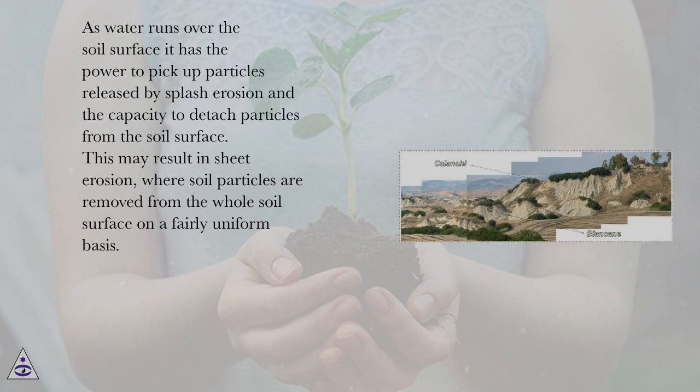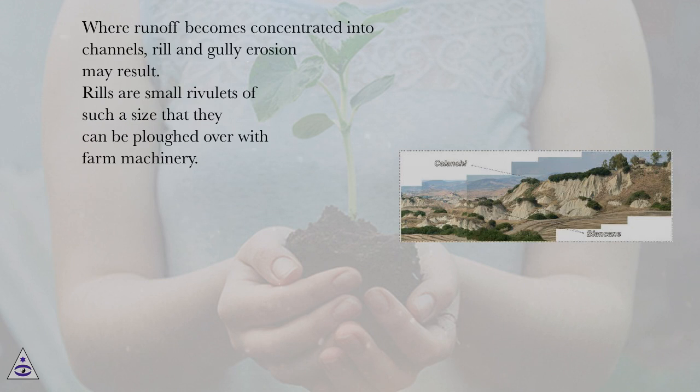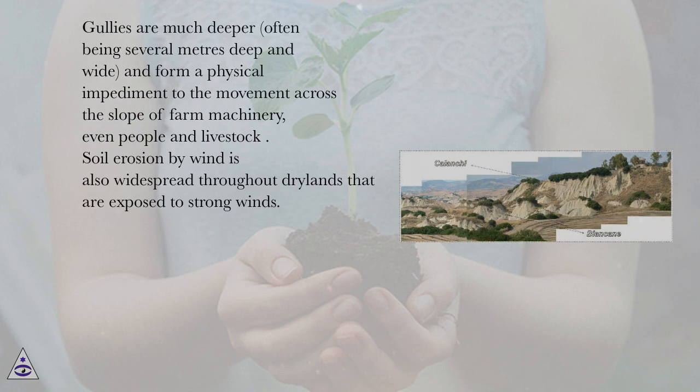This may result in sheet erosion, where soil particles are removed from the whole soil surface on a fairly uniform basis. Where runoff becomes concentrated into channels, rill and gully erosion may result. Rills are small rivulets of such a size that they can be plowed over with farm machinery. Gullies are much deeper, often being several meters deep and wide, and form a physical impediment to the movement across the slope of farm machinery, even people and livestock.